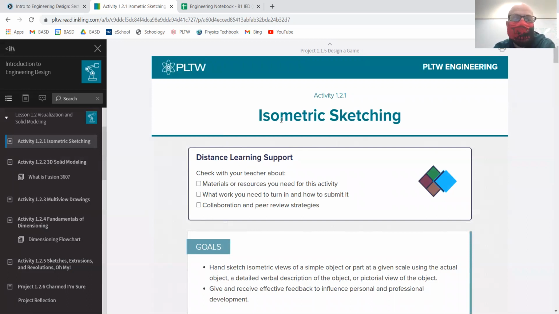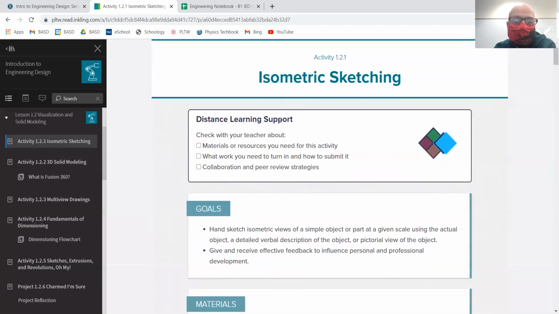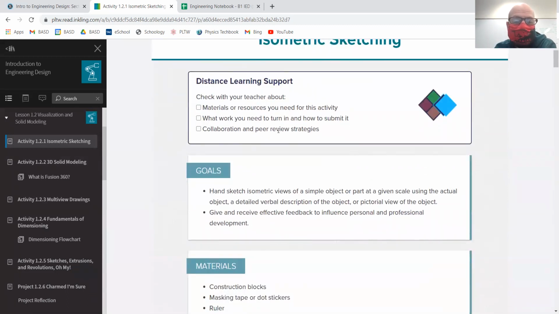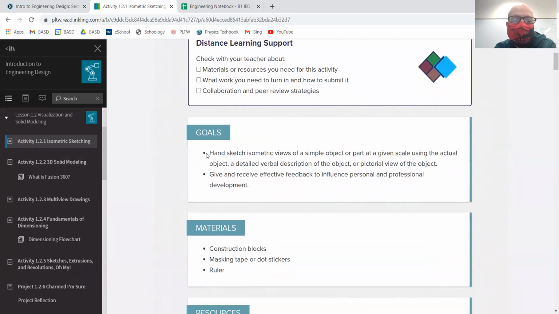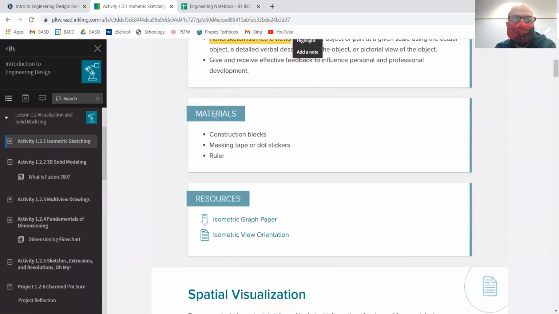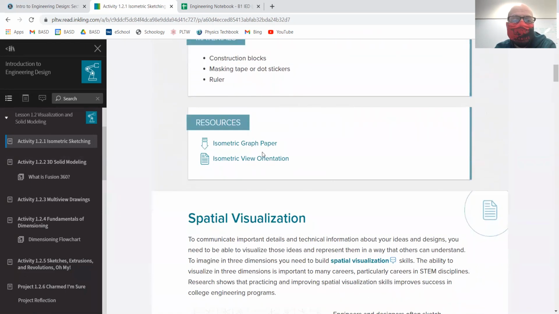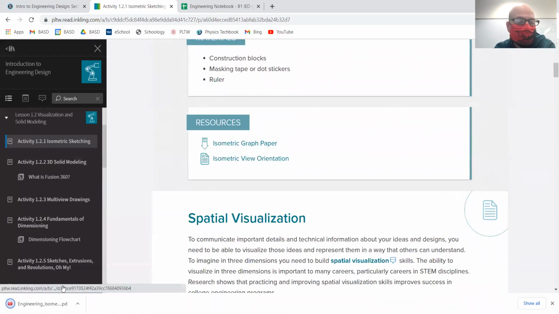You're probably used to orthographic, like orthodontist, the regular graph paper that everybody knows from Algebra 2, the XY graph and the vertical and horizontal lines. But anyway, you are going to be doing some hand sketches of isometric views. Make sure you write down those goals in your notebook. I'm not worried about the materials right now, but here's the isometric graph paper that I was talking about.